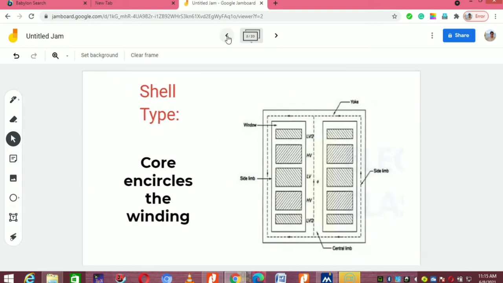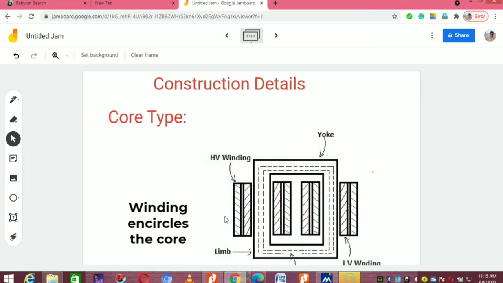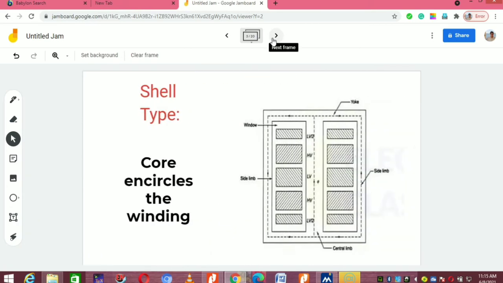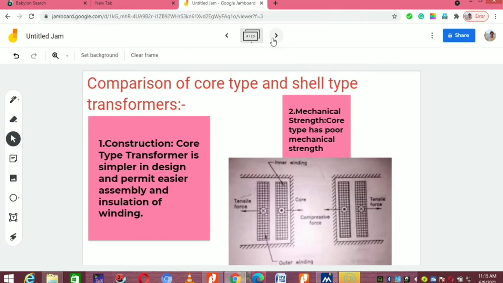Due to these forces, winding may damage. See here, the original figure is not having any support for the winding. Ultimately, due to these mechanical forces, the winding may get damaged. Because of this tensile and compressive force, winding may get damaged. During short circuit conditions, the chance of damage for the winding is more in core type transformer.